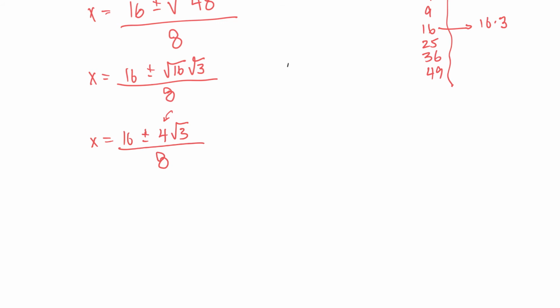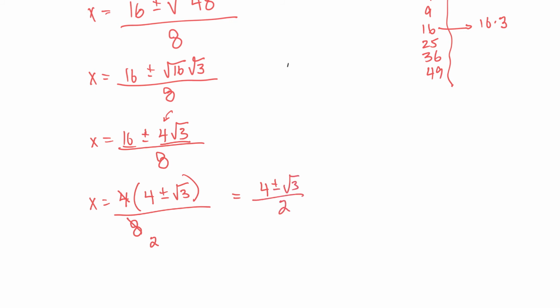One sort of nice way of simplifying this is to do factoring. And so I can look at the 16 and the 4 root 3, and they both have a common factor of 4. So I can take a 4 out, leaving me with 4 plus or minus just root 3, all over 8. And then the 4 divides into the 8 2 times. So my final answer will be 4 plus or minus root 3 all over 2.